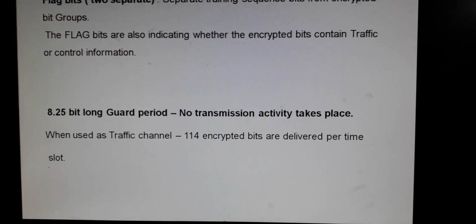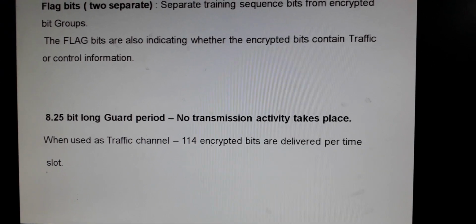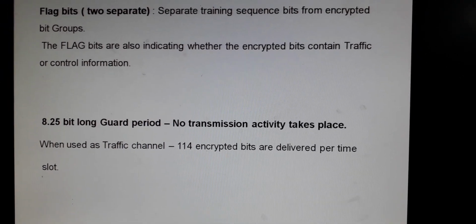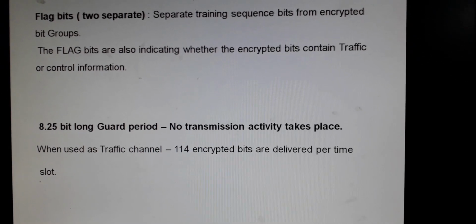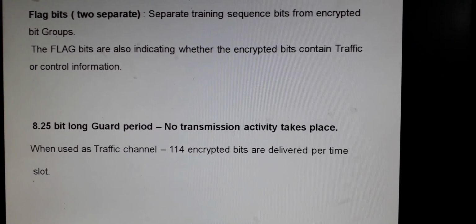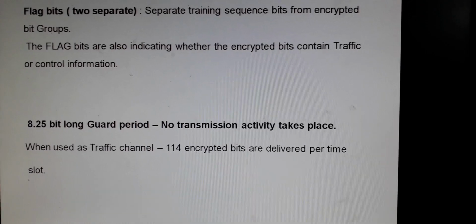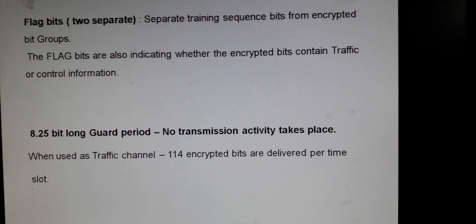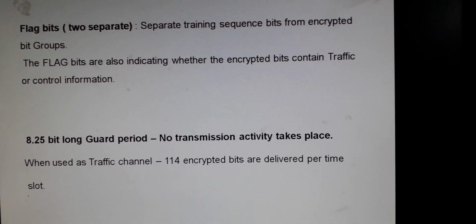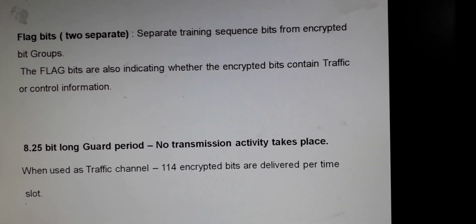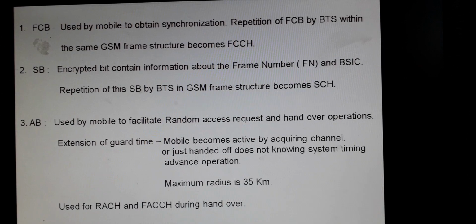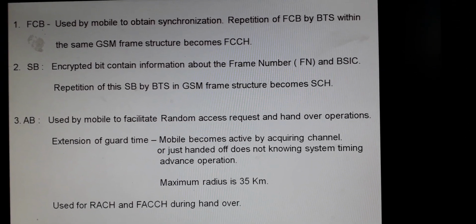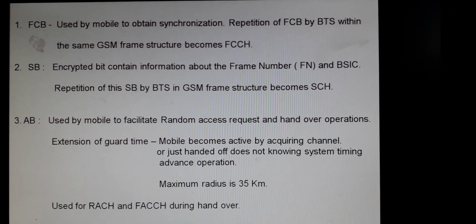But when the normal burst is used as a traffic channel, 114 encrypted bits are delivered per time slot. 57 plus 57 is 114. 114 encrypted bits are delivered per time slot. Then the other bursts: the frequency correction burst is used to obtain synchronization.